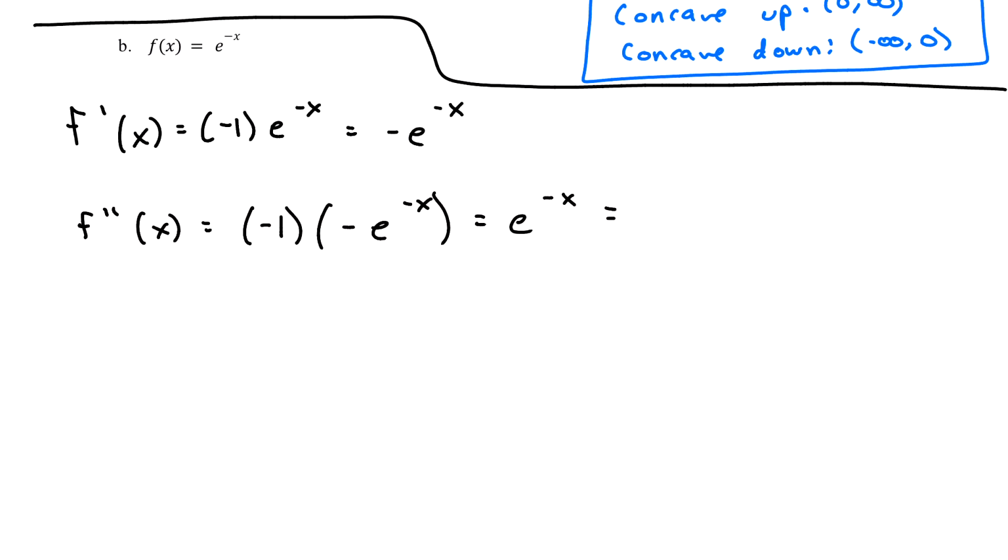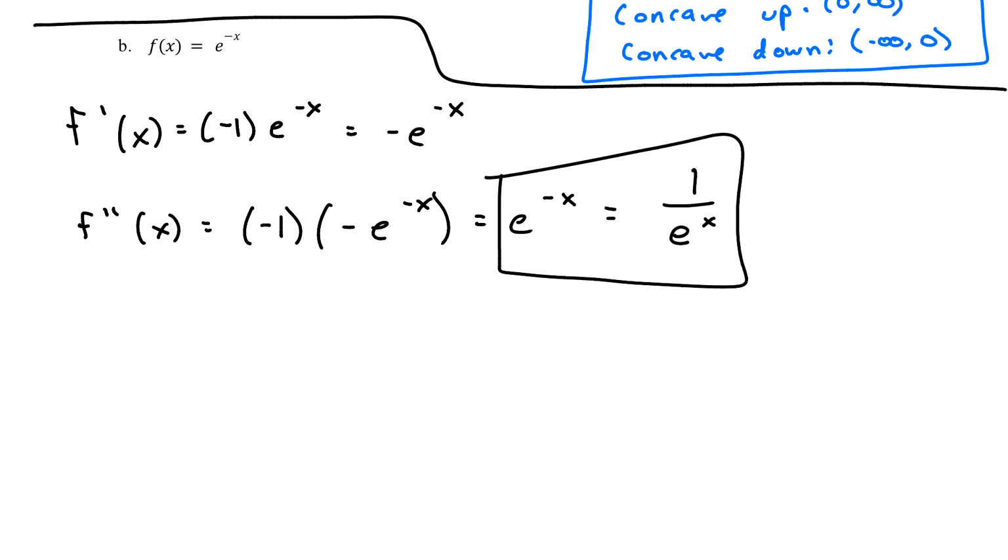Because I don't like working with negative exponents, I'm going to rewrite that as 1 over e to the x. Either one of these I think is fine if you're just finding the second derivative. But when it comes to finding our partition numbers, I always think that those positive exponents are easier for us to be working with.